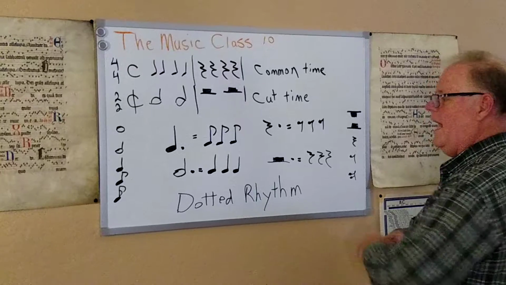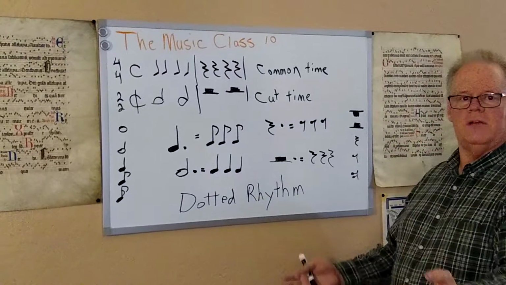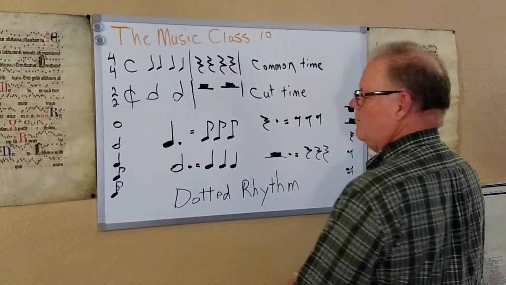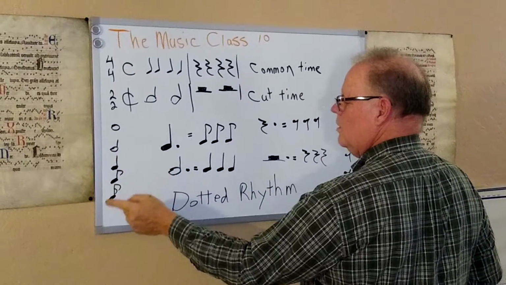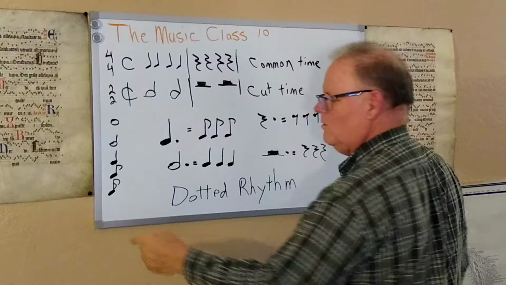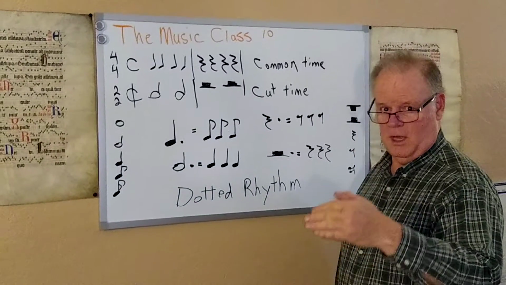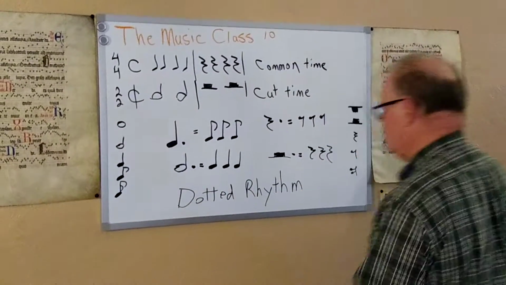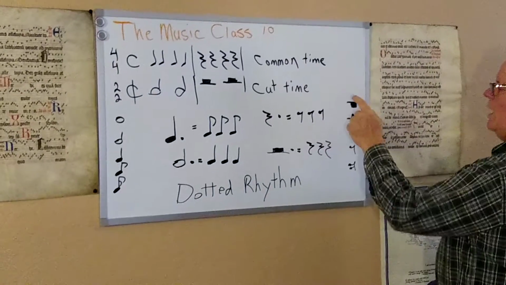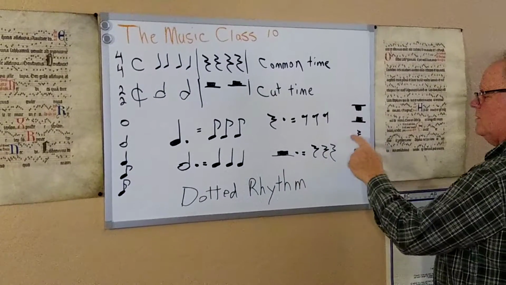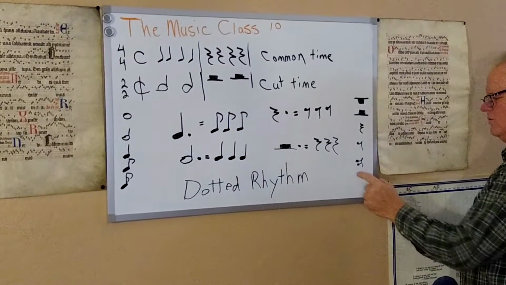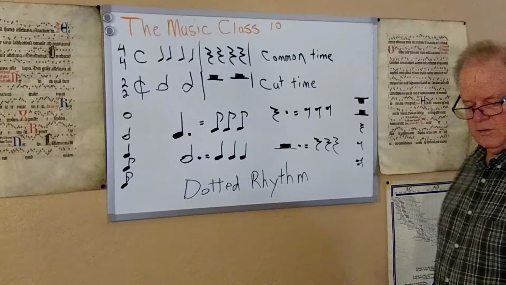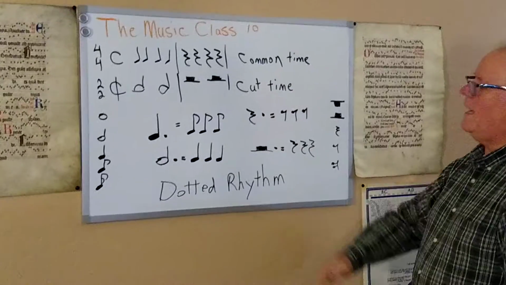We can have any note, any rest as a dotted rhythm. We can have a dotted whole note, half note, quarter note, eighth note, 16th note, and by the way, I can keep going with 32nd note, 64th note. The same thing with a dotted whole rest, half rest, quarter rest, eighth rest, 16th rest, a dotted 32nd rest. I can go all the way down.